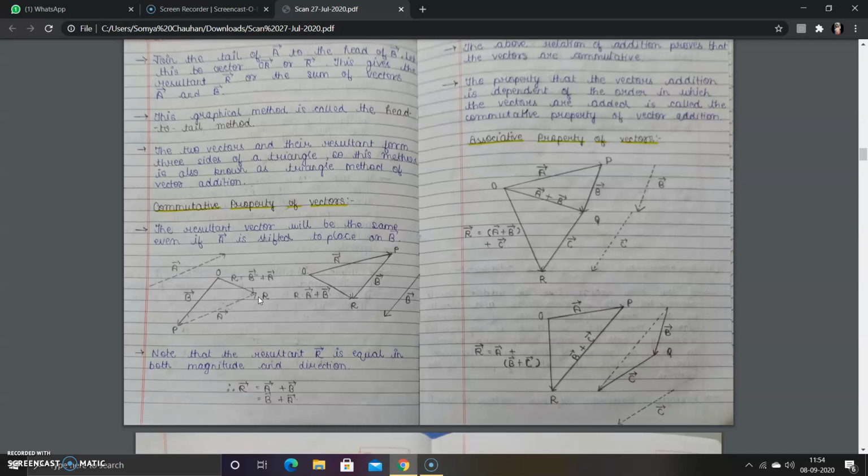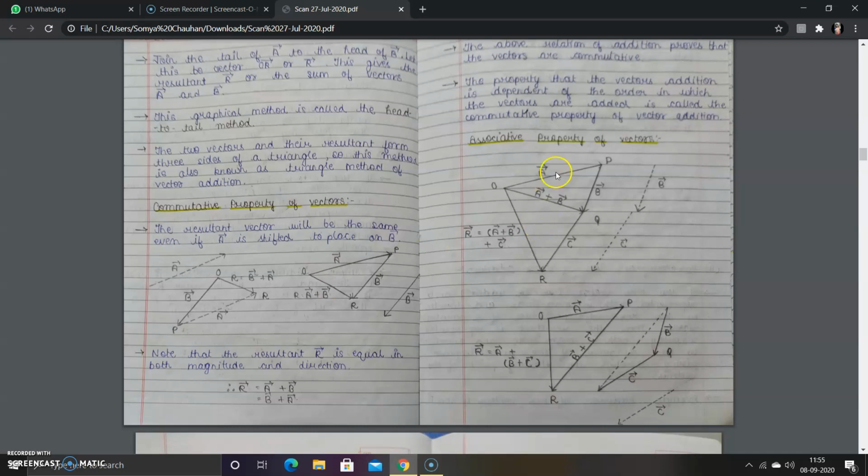A plus b. So you can see in these two diagrams that a plus b and b plus a are equal in magnitude and same in direction. Then you can say that these two vectors are showing the commutative property. I hope commutative property सभी को clear हुई.